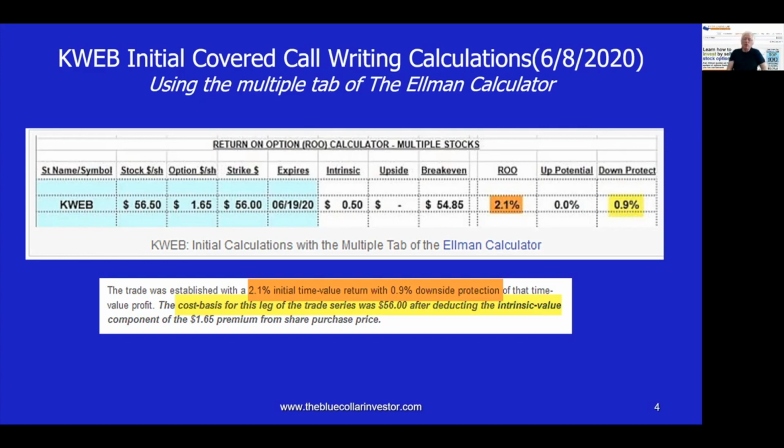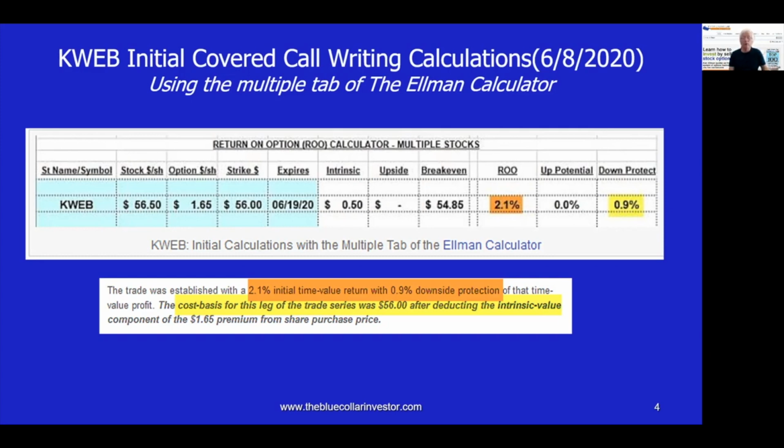So what cost basis will we be using now for this initial structuring? Well, we bought the stock at 56.50 and we sold the 56 call for $1.65. When we're figuring out our initial time value return, we do not count the intrinsic value of 50 cents, the amount that the 56 strike is lower than the current market value of 56.50. We deduct that from the $1.65, and the calculator will do this for us.